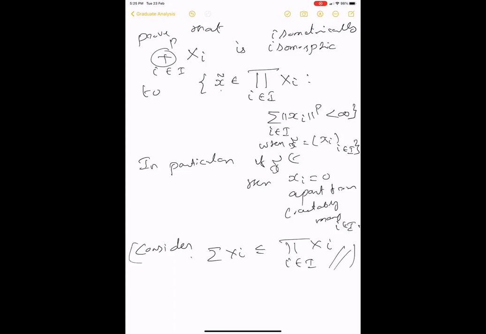Like in the definition of summation xi, can't we say that those are precisely those tuples which have finitely many non-zero terms? What is that definition of?